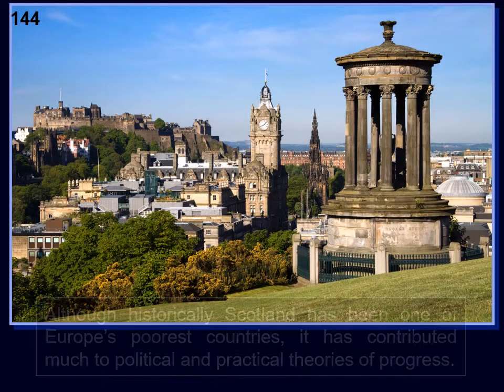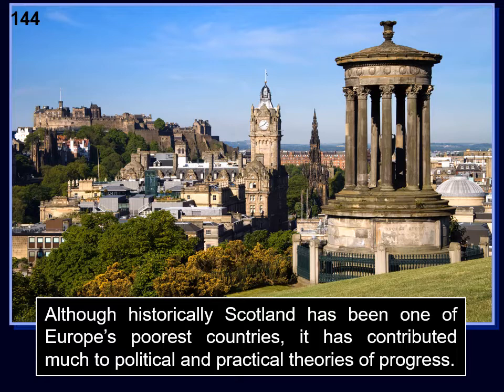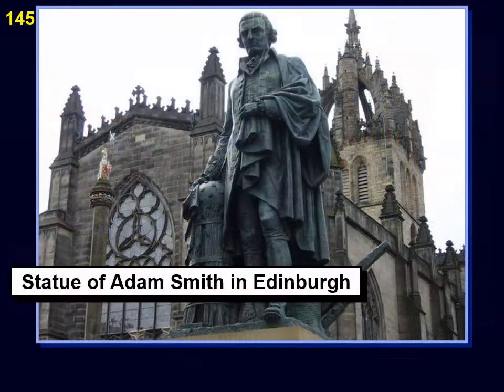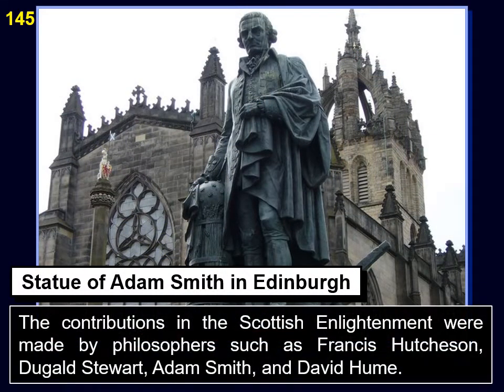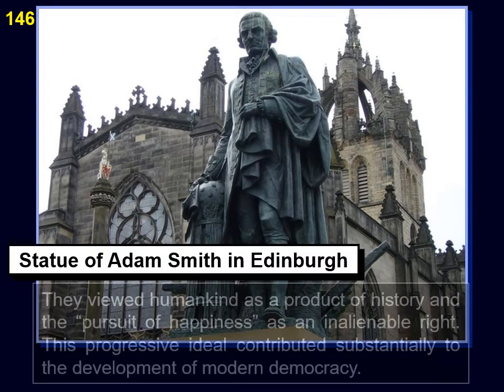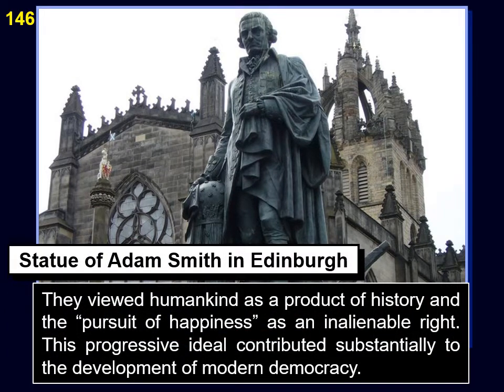Although historically Scotland has been one of Europe's poorest countries, it has contributed much to political and practical theories of progress. The contributions in the Scottish Enlightenment were made by philosophers such as Francis Hutcheson, Dugald Stewart, Adam Smith, and David Hume. They viewed humankind as a product of history and the pursuit of happiness as an inalienable right. This progressive ideal contributed substantially to the development of modern democracy.